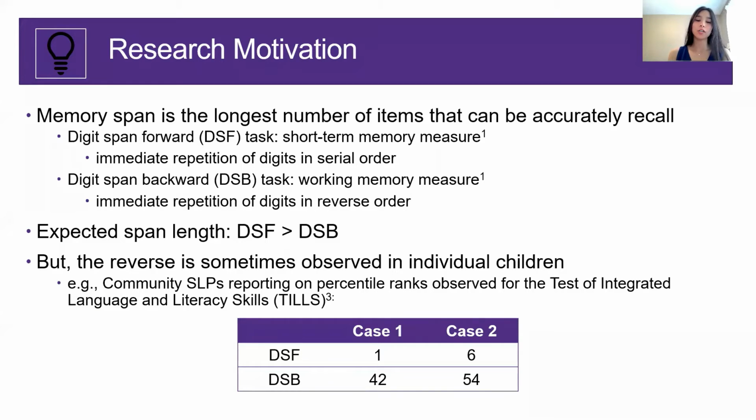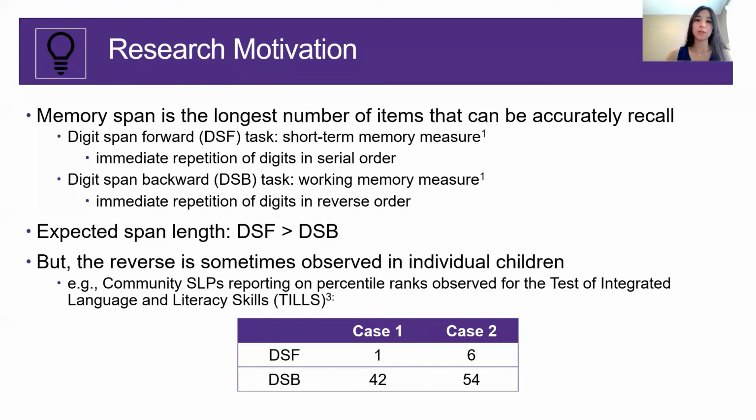In the forward test, the child is asked to immediately repeat a series of digits in correct serial order, whereas in the backward test, the child is asked to repeat a series of digits, but in reverse order. Given the differences between task demands, the digit span forward test usually results in a longer span length than the digit span backward test. But SLPs are reporting that the reverse is sometimes happening when they're testing children on the digit span test from the Test of Integrated Language and Literacy Skills, or the TILLS.